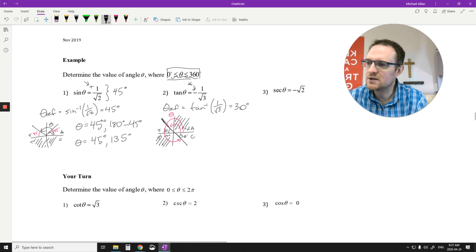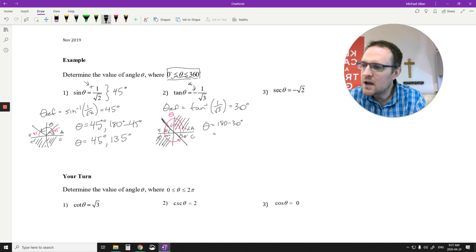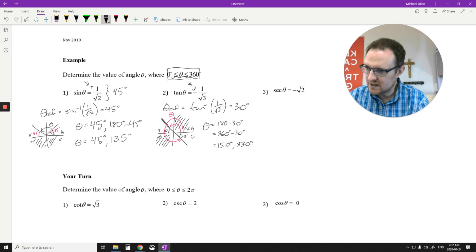So my standard position angles are going to be 180 minus 30 degrees, and, we've done this before, 360 minus 30 degrees. So we get 150 and 330. You can just double check that in your calculator. Now, when you punch in tan 150, you're going to get this decimal number, this negative 0.577 number. You can verify that by punching in negative 1 over root 3. Yeah, they're both the same number. And then tan 330 is also negative.